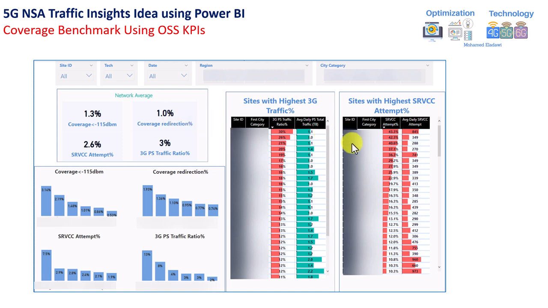This was just an example for the Power BI, which can open some windows for you for some ideas for network optimization. This was the last part of today's video.